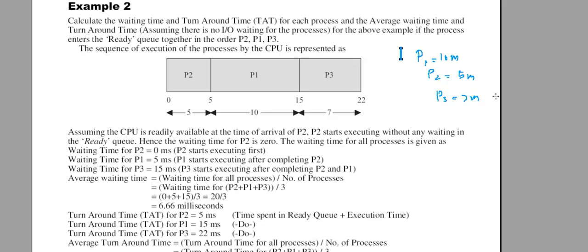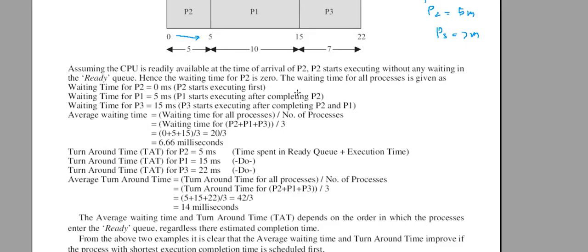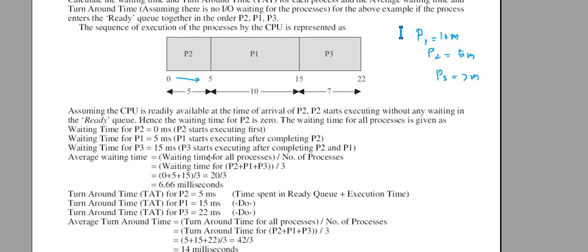So now, first come first serve, no, which is coming first? P2. So the scheduler will share the resources to P2. So 5 millisecond. After 5 millisecond, next to P2 came P1, next P3. So next resources will be given to P1, next to P3. So you can follow the same procedure now. What is the waiting time for P1? What is the waiting time for P2? What is the waiting time for P3?